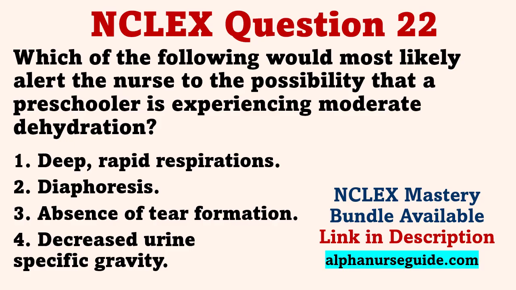The correct answer is 3. The absence of tears is typically found when moderate dehydration is observed as the body attempts to conserve fluids. Other typical findings associated with moderate dehydration include a dry mouth, sunken eyes, poor skin turgor, and an increased pulse rate. Deep, rapid respirations are associated with severe dehydration. Decreased perspiration, not diaphoresis, would be seen with moderate dehydration. The specific gravity of urine increases with decreased output in the presence of dehydration.